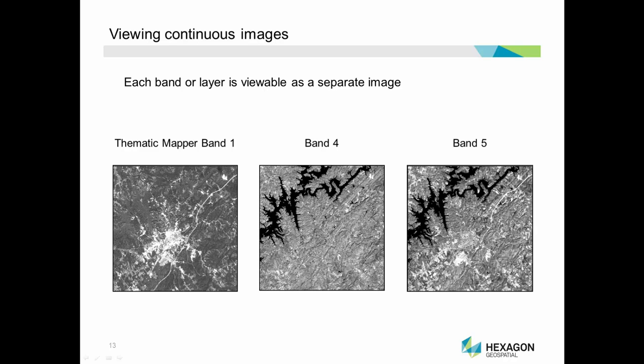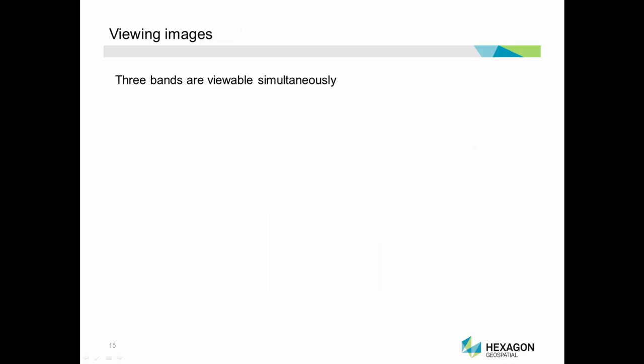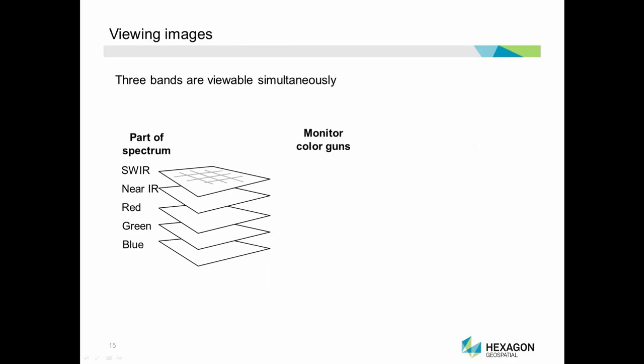Band 5, the shortwave infrared, again shows us something much different. We can see water features in urban areas, but differently than in band 1 and 4. We can also use the color guns in the viewer to load 3 bands simultaneously.